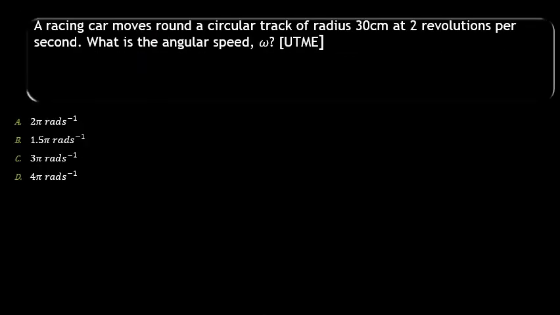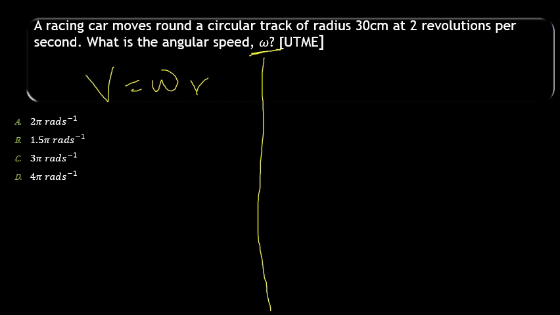A racing car moves around a circular track of radius 30 cm at 2 revolutions per second. What is the angular speed? Alright. Remember, V is equal to omega R. But the question says we should find omega. Meanwhile, we're not given the linear speed or the tangential speed. So what are we going to do?